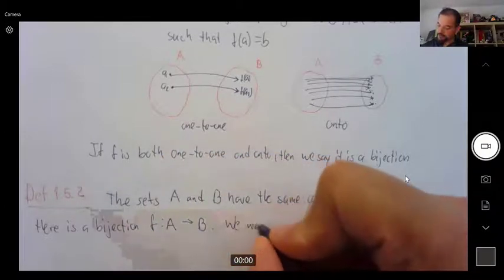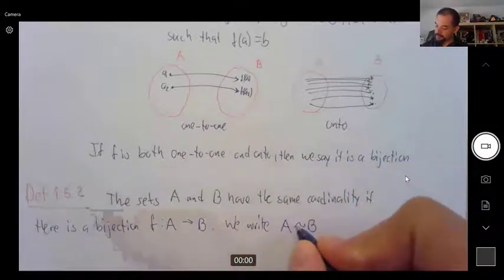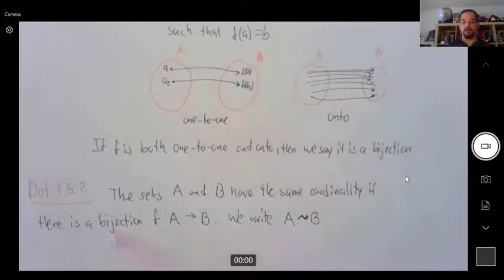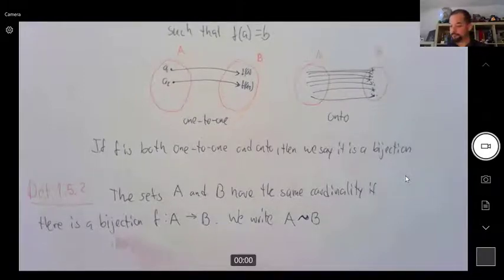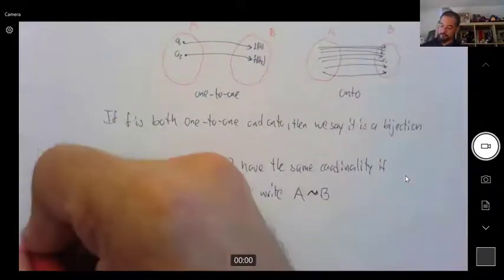And in this class, this is not standard notation, but we're going to write A tilde B, or A is similar to B, to indicate that the two sets have the same cardinality. All right? Let's see some examples.